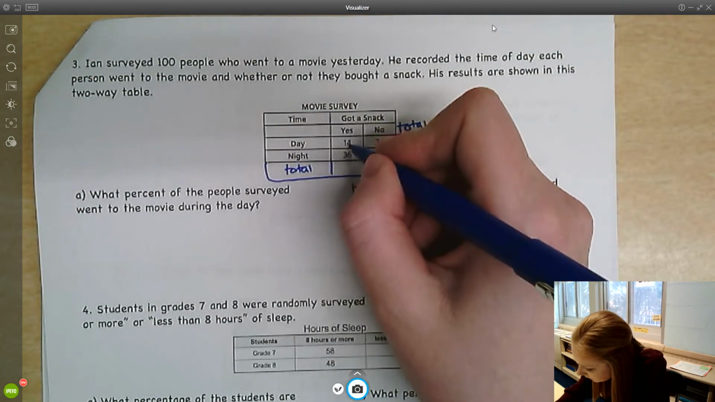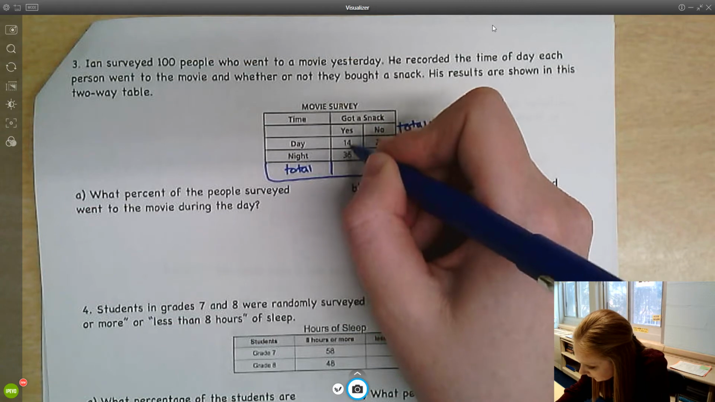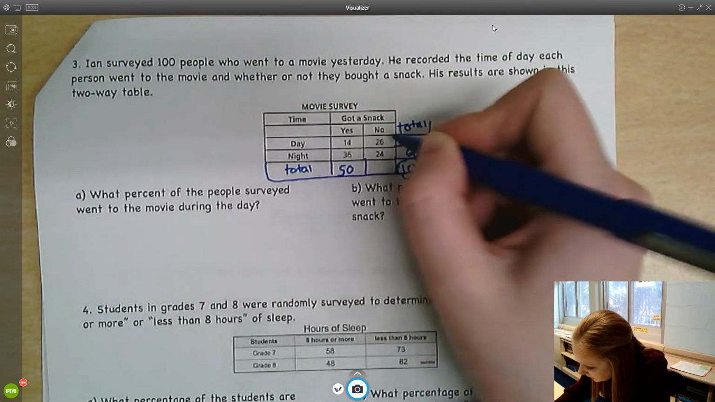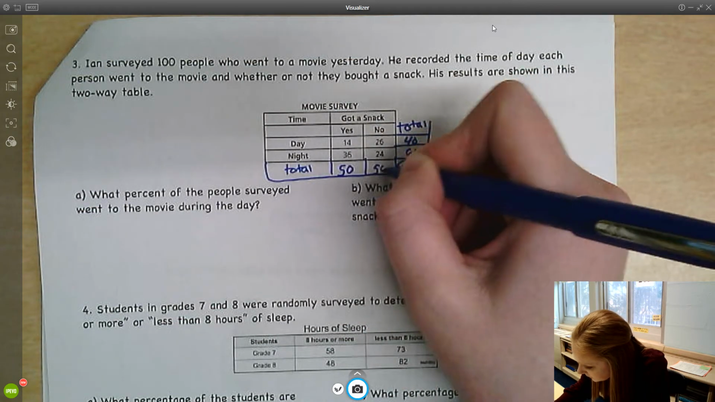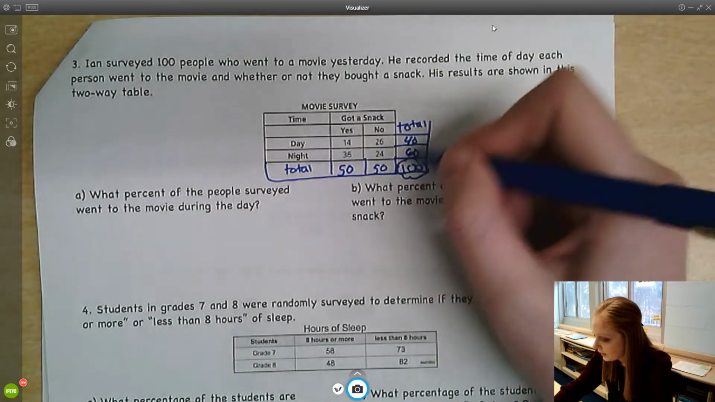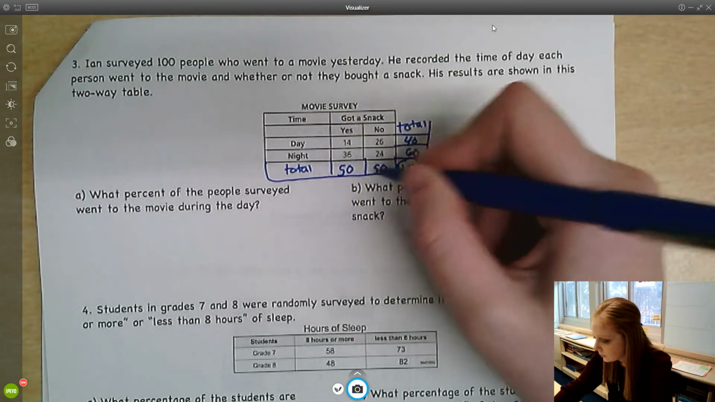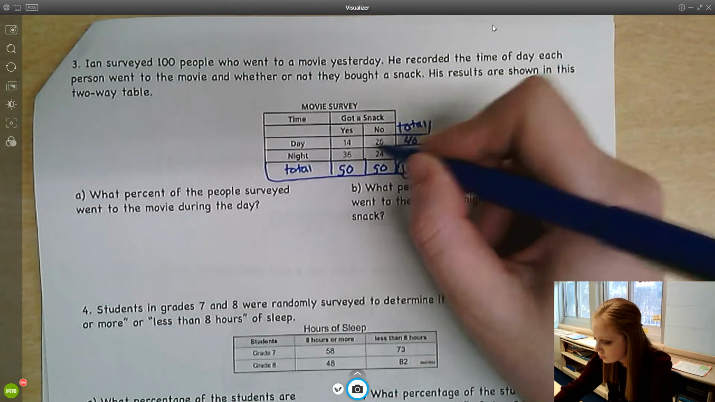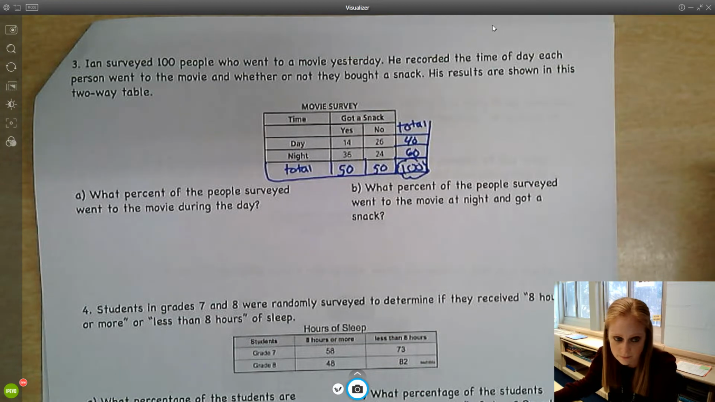How many people got a snack? Well, if we add this together, we would get 50. How many people did not get a snack? 50. And sure enough, 50 plus 50 brings us to that grand total. So either way, you can get that grand total. 50 plus 50 is 100, 40 plus 60 is 100, or all 4 of those equals 100.